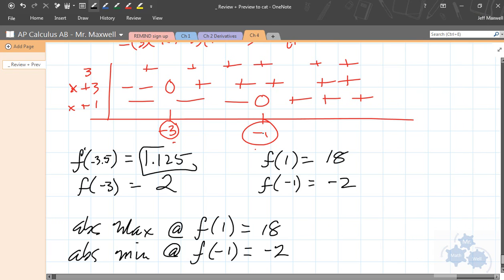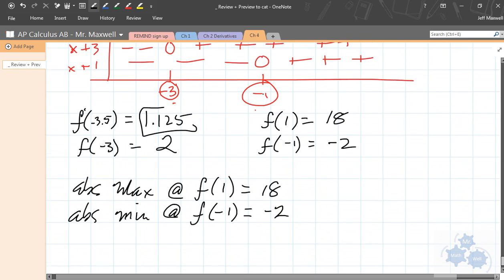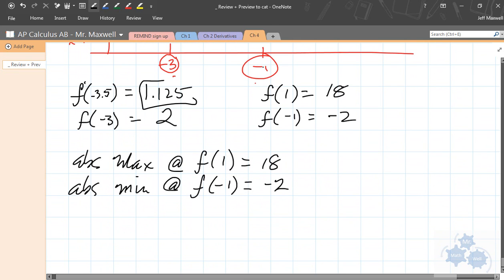All right? So that's how you find the absolute max: find the critical numbers, evaluate the function at the critical numbers and at the endpoints, and then take the largest and smallest number.